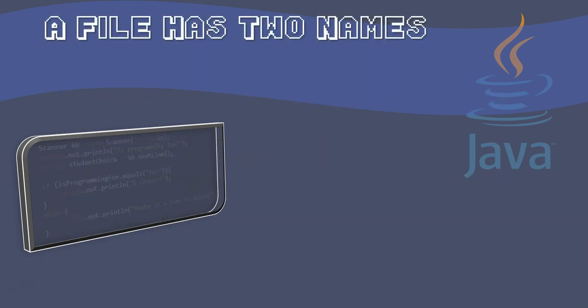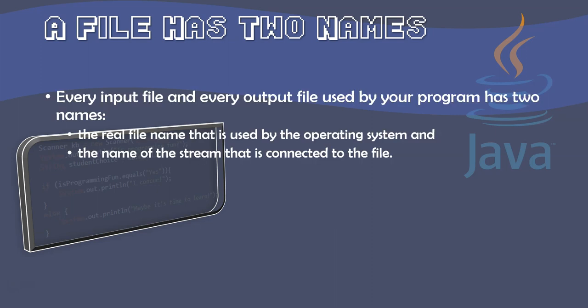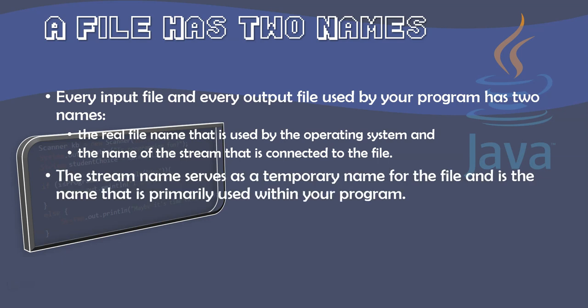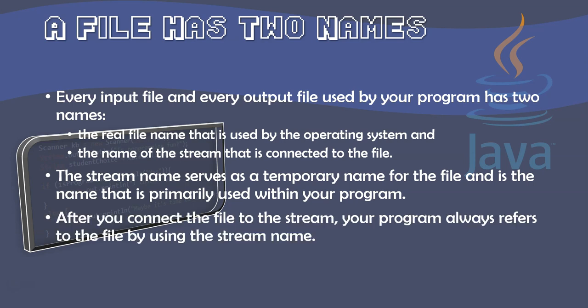Now, a file has technically two names, and this is important to note: every input and every output file used by our program has two names. We have the real file name that's used by the operating system, and then the name of the stream that's connected to the file, for example, output stream. The stream name is just simply a temporary name for that file. It's a name that is used within your program. We're not going to go and call stuff.txt elsewhere in a program. Instead, we'll call output stream. So just important to keep that in mind. After you connect that file to the stream, your program's always going to refer to that file by the stream name.